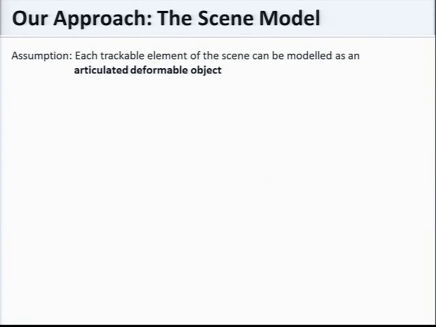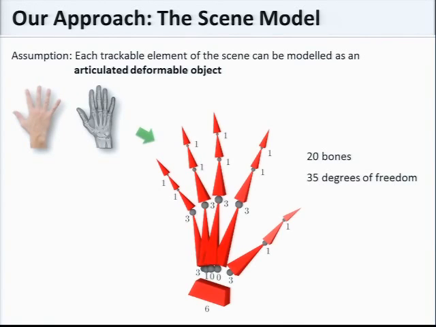So how do we do it? Our first assumption is that whatever object we want to track in the scene can be approximated as an articulated deformable object. It has a surface or mesh that deforms according to a skeleton inside, like a hand, for example. In the case of the hand, we approximated the skeleton using 20 bones for a total number of degrees of freedom. Here you can see the degrees of freedom that we use, slightly more than the standard hand model. And we parameterize this pose using exponential maps.